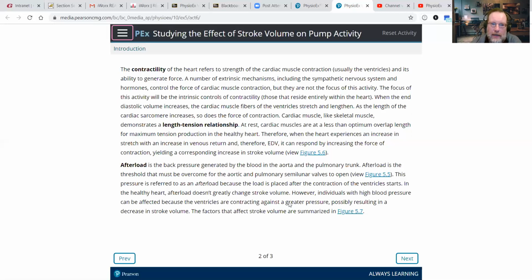And that again can lead to problems, and if the heart can't do it, then we may see a decrease in stroke volume. So the heart will still pump against it, but because it's overworked, its strength of contraction has decreased. So we do see a decrease in stroke volume.